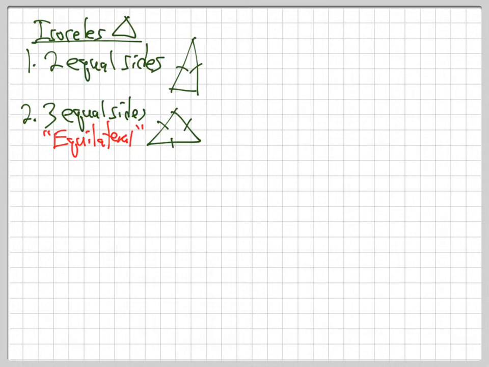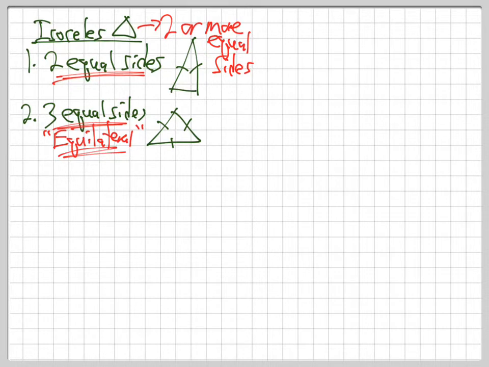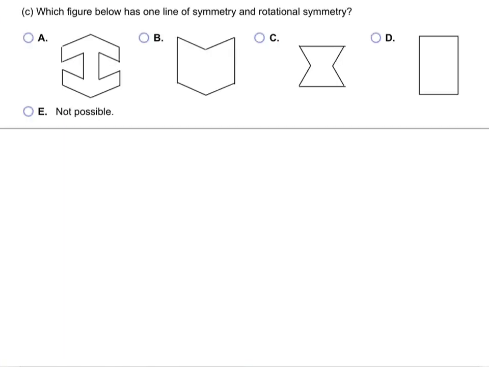Is that making sense? Equilateral is a perfect isosceles because isosceles means 2 or more equal sides. That's the definition they gave. At least 2. You write that. 2 or more equal sides. So you can have 2 equal sides or you can have 3 equal sides, what we more commonly call equilateral. Is that making sense? That's the tricky part. We have to remember that. They're going to use that.